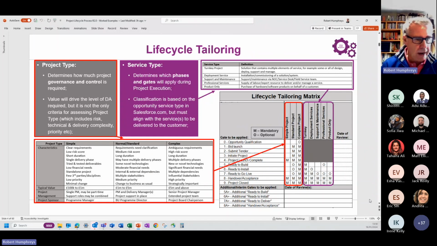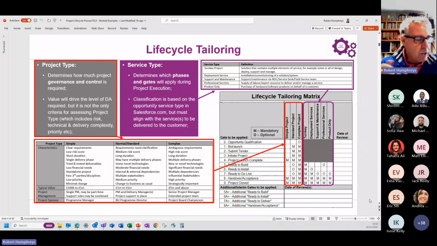So the characteristics I think are just as important as the value, and those will drive what it is that we need to be doing as far as tailoring is concerned. And clearly, the more complex the project, the more controls we need to put in place to make sure that we can avoid the gotchas as we go through that project, due to those sorts of delivery risks or the complexities.